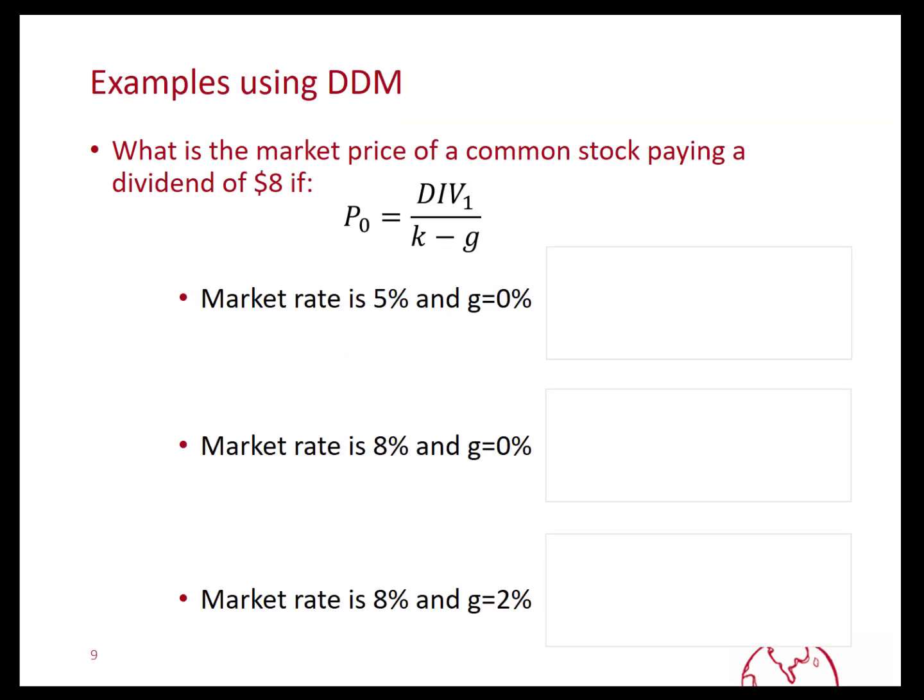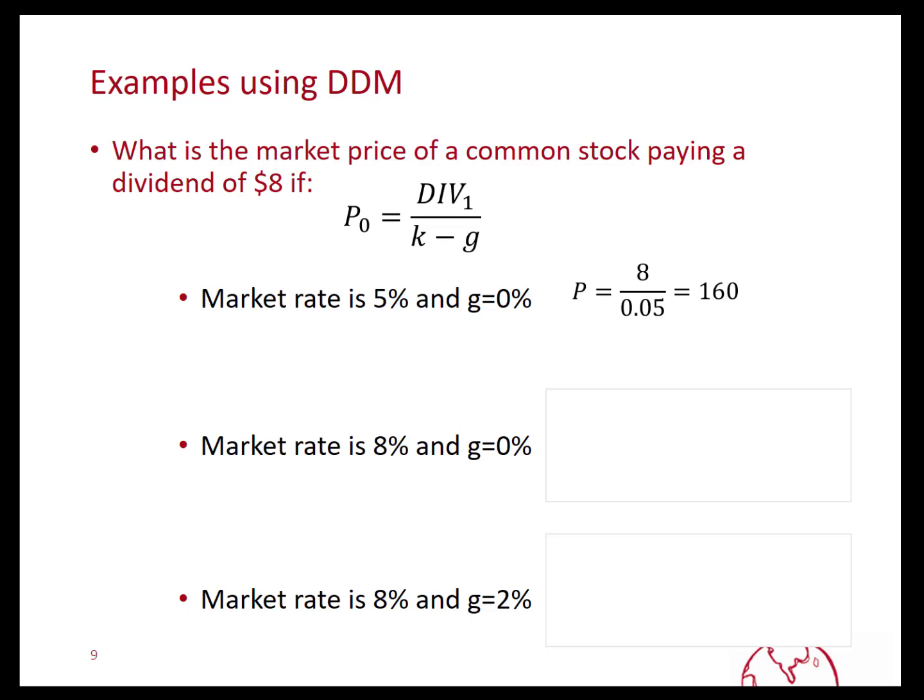Okay, so now we've looked at several examples. Let's take a look at what the sensitivity of this price is to changes in the inputs. Let's just take the example of a common stock paying a dividend of $8. What will be the price if the market rate or discount rate is 5% and the growth rate is 0? Well, we're going to put the dividend of $8 divided by 5%. It's going to be worth $160.